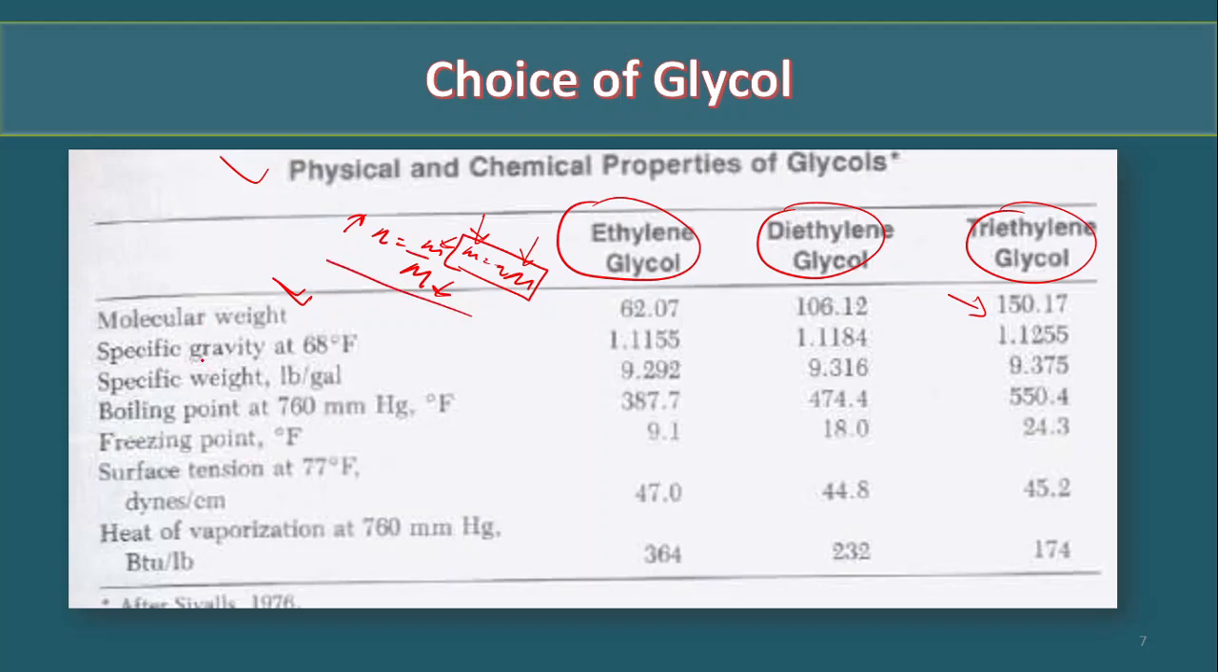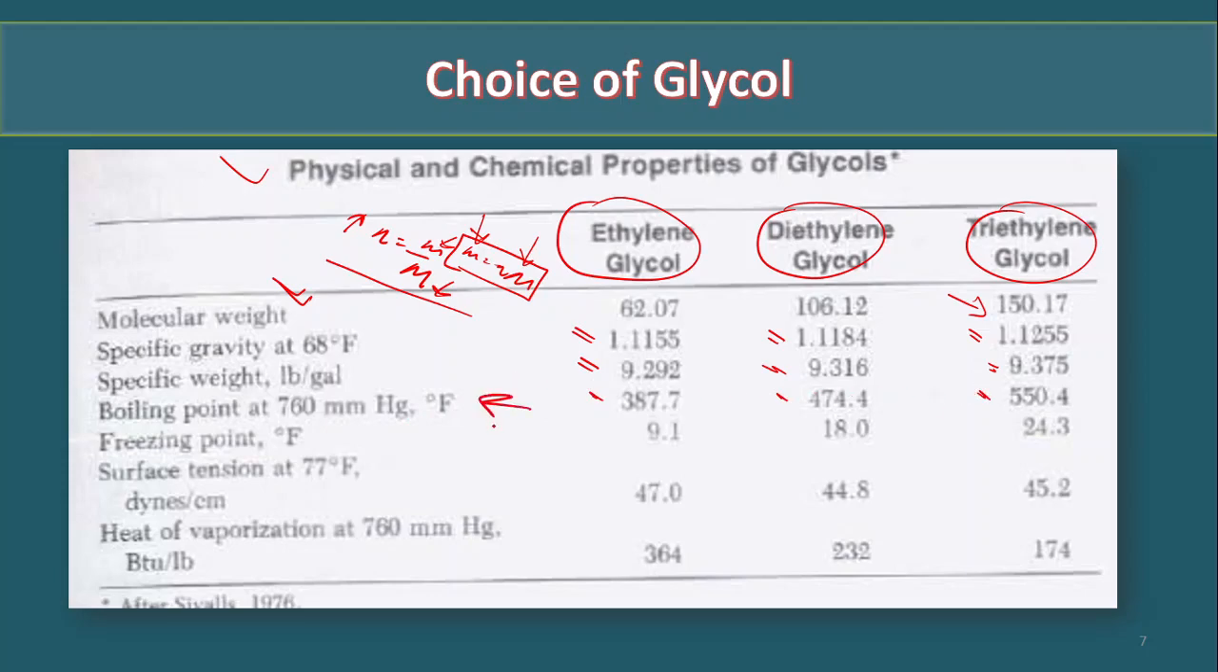Then the next one is specific gravity. All these 3 have very similar specific gravity, 1.11 and 1.12, which means it is slightly higher than the gravity of water. The next one is specific weight, also very close: 9.2, 9.3 and 9.3. As far as the boiling point is concerned, this is also an important one. It is 387 degrees Fahrenheit, 474 degrees and 550 degrees Fahrenheit.